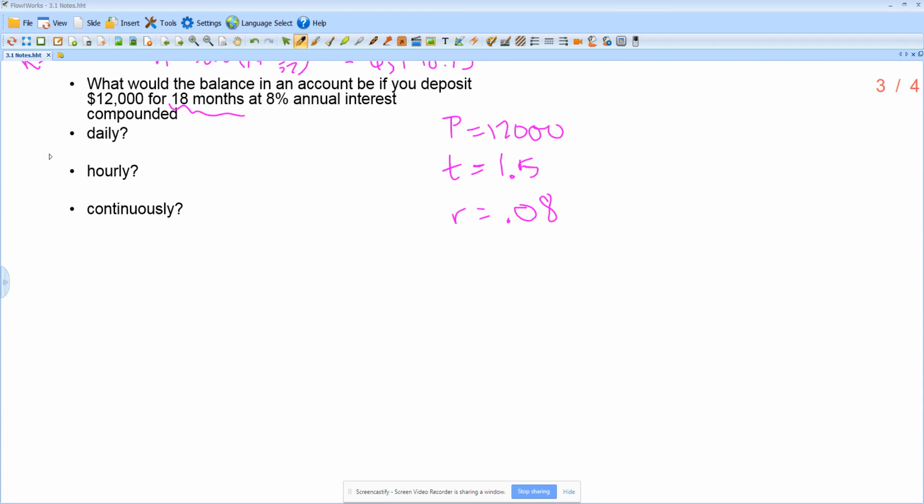Compounded daily means N is going to be 365. Hourly means N is going to be equal to, there are 365 days in a year, 24 hours in a day. So hourly is going to give us 365 times 24, whatever that gives us.